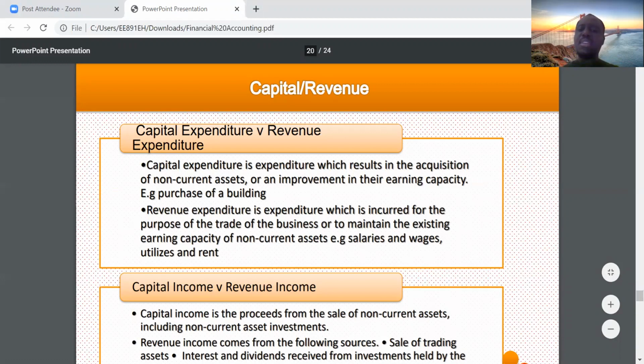And revenue expenditure is expenditure which is incurred for the purpose of trade or to maintain the existing earning capacity of non-current assets. Remember, capital expenditure is to acquire and improve non-current assets. Revenue expenditure is for the purpose of trade and normal business operations, or to maintain, not to improve, the earning capacity of non-current assets. Examples are salaries and wages, utilities, and rents.